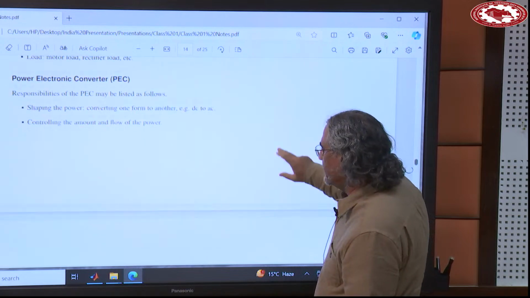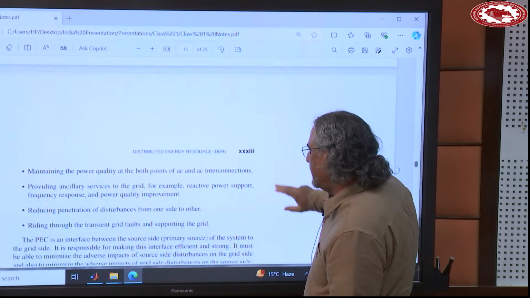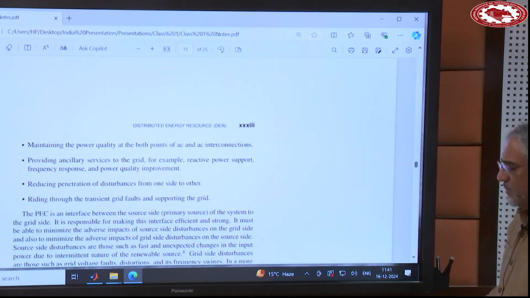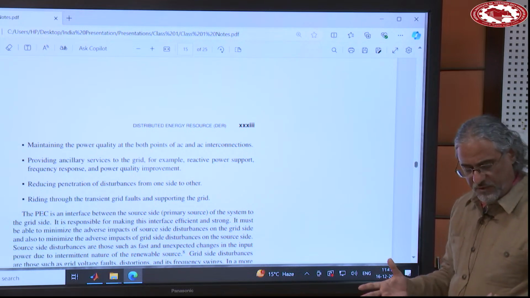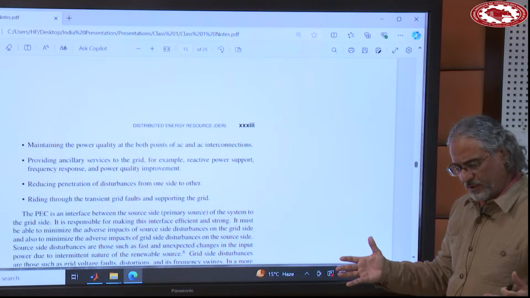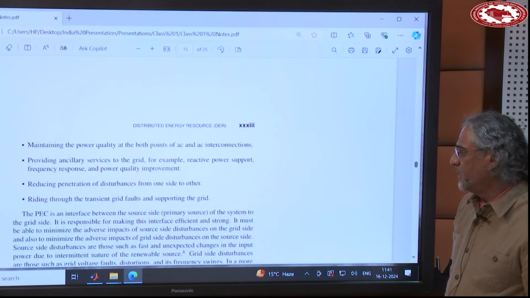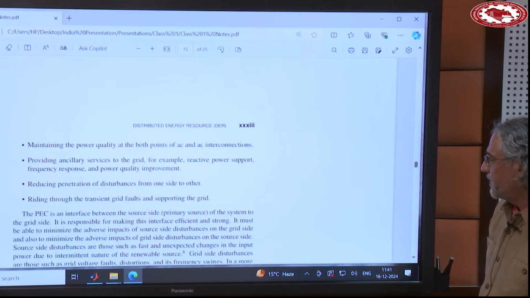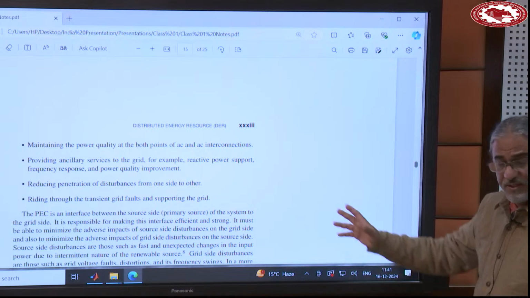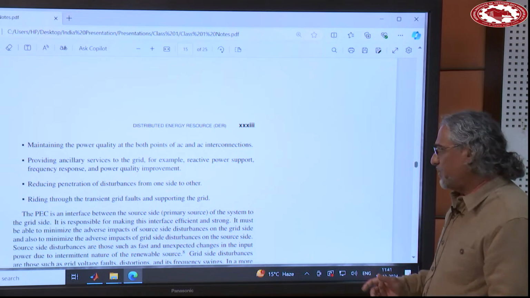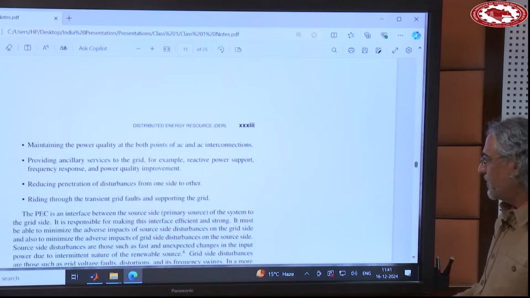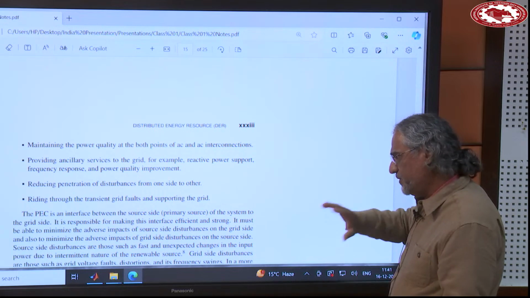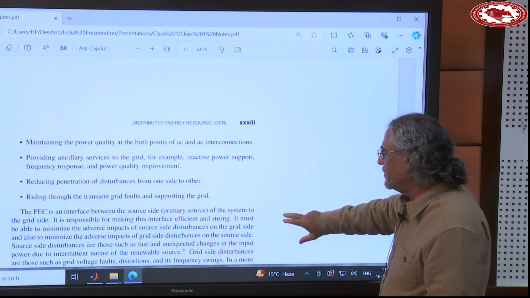Okay, I think that was it for this chapter. Let me see what else I have in this chapter. And these are the secondary aspects of the jobs of a power electronic converter. Power quality aspect: if it's connecting one resource to the power grid, make sure the power quality aspects that the power grid requires are satisfied. Ancillary services, these are again secondary jobs. Reactive power support and so on. We will go into details of that later. We don't need to discuss it too much now.